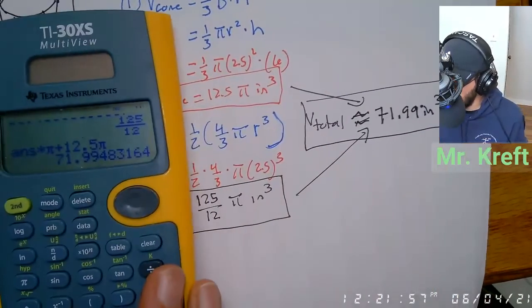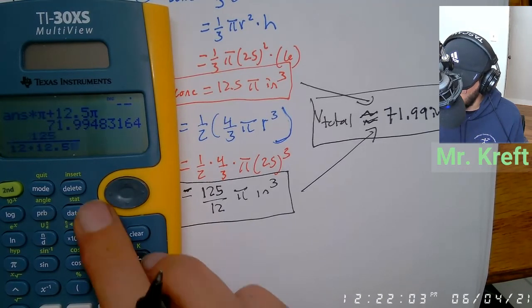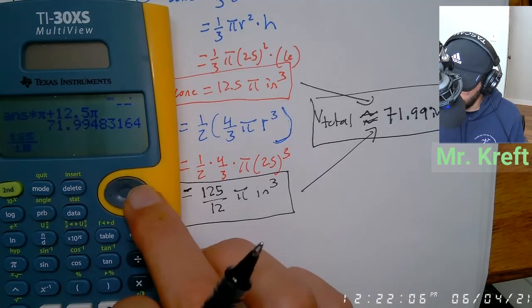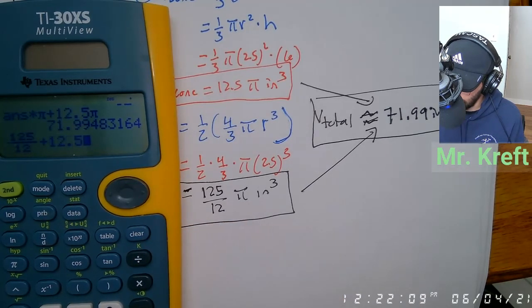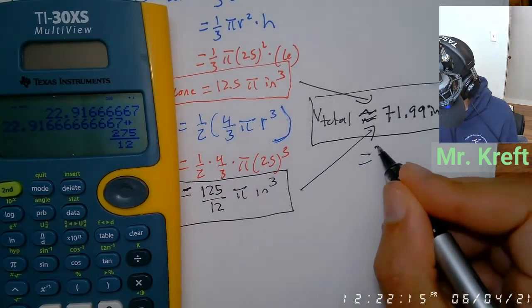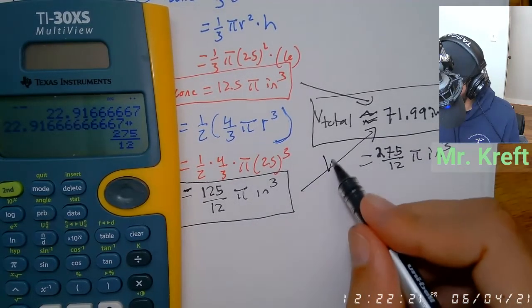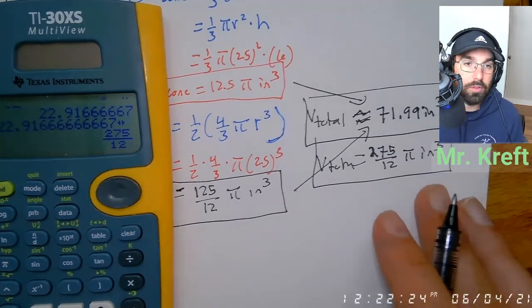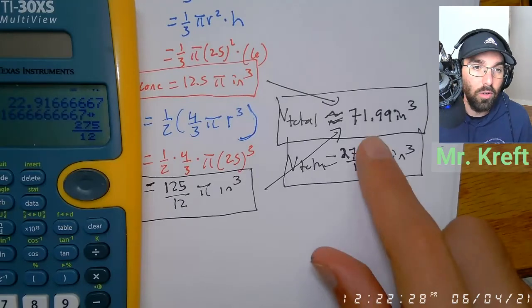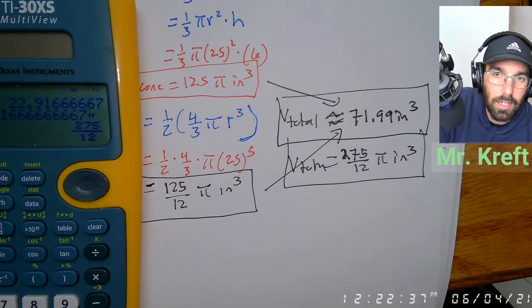So in this one, it was easier to do that. Now I could get an exact, so 125 over 12 plus 12.5, and then get that as an exact. So the exact would be 275 over 12 pi inches cubed. So I went out of order there. So you can write it as an exact or as an approximate. I know a lot of your guys' calculators, it's easier to do the approximate, and since we don't have a ton of time this year, I'm not going to get bent out of shape about that.